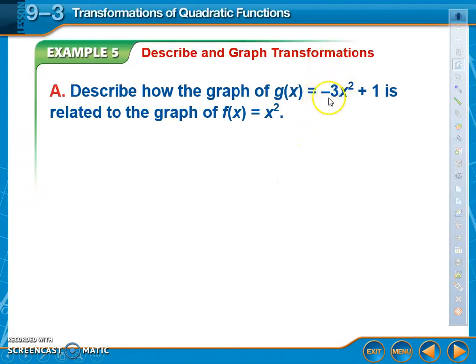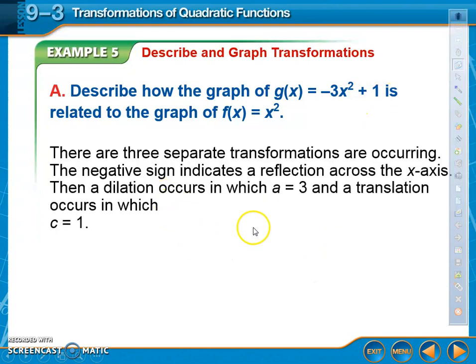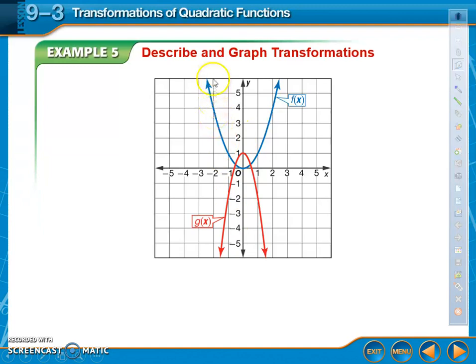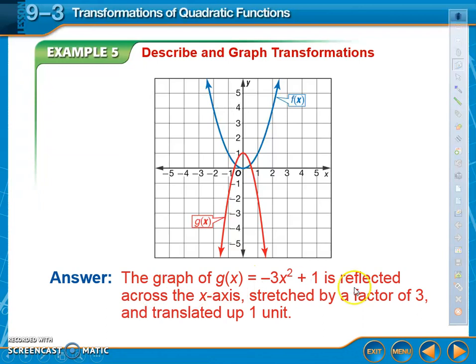So this one right here, it's -3x squared, so it's going to open down. It's +1. So let's see what the graph looks like. Here's our parent function. This is our new one. So it's reflected across the x-axis. All that reflected across the x-axis means is it's flipped over. It's opening down. It's stretched by a factor of 3, meaning it's stretched vertically, and it's translated up 1 unit. The vertex moves up 1 unit right there.